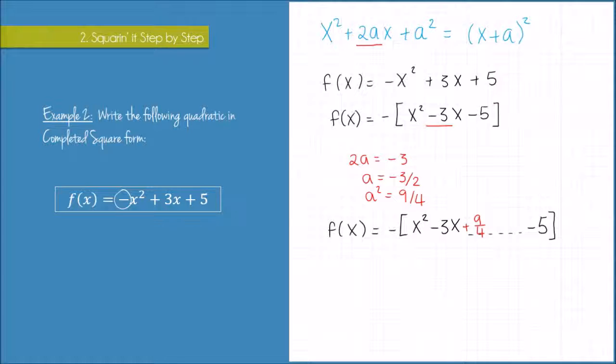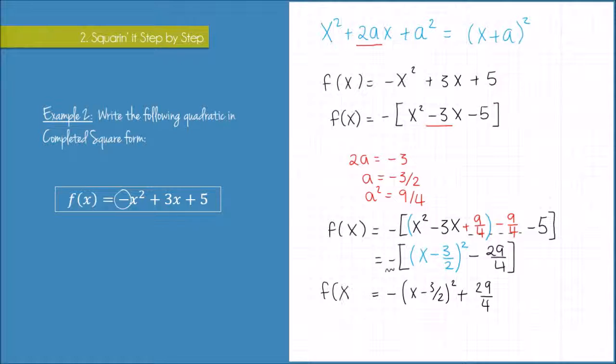But obviously we can't add on a constant without taking it away, or else we change the value of the function itself. And what we have here, the first three terms, that's our perfect square. So when we rewrite the function, we can write that as x minus 3 over 2, because a is minus 3 over 2, to be squared, and then we add the constants to give us minus 29 over 4. So we're almost there. The final step is just to multiply that minus there by everything inside the bracket. So we've got minus bracket x minus 3 over 2 to be squared, and then plus the constant of 29 over 4. So this is our function in completed square form.